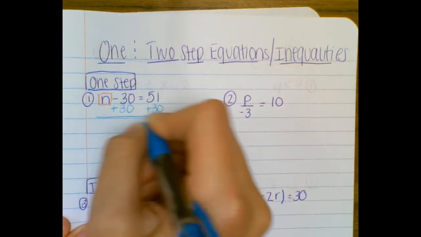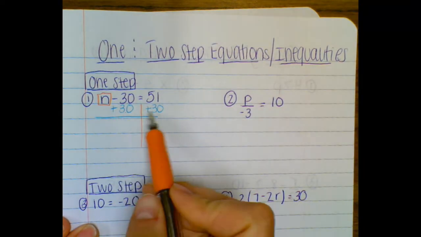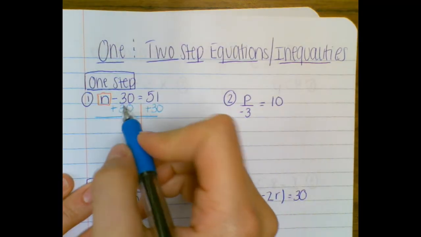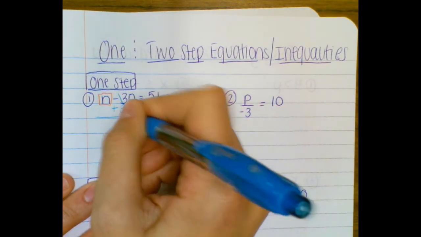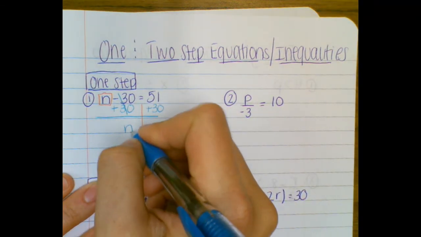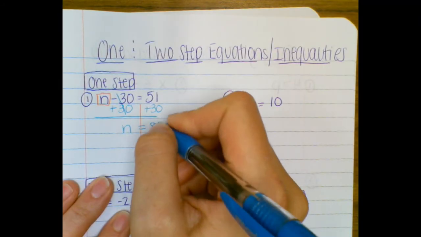Another trick I have is to draw a line underneath the equal sign, so you know that you're doing the same things to both sides. So these cancel each other out, subtracting and adding turn into nothing. So I'm going to bring down the n, bring down the equal sign, and I'm going to do 51 plus 30, and I get 81.